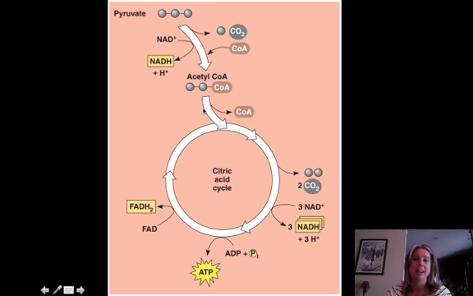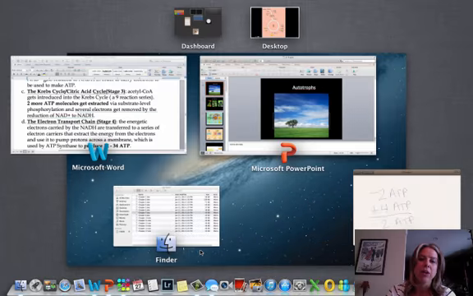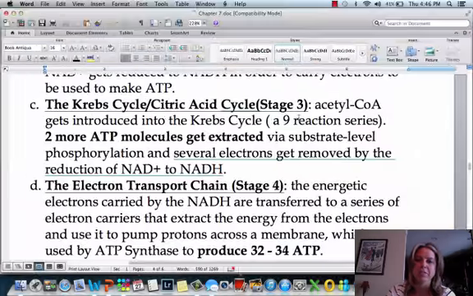However, how many times is this going around? Hopefully you're thinking twice, because remember, 2 pyruvates were created, right? So 2 acetyl-CoAs were created. So a lot of carbon dioxide, tons of electrons are getting harvested, and 2 ATPs are being created, okay? Now, let's go to your notes and see if that makes sense.